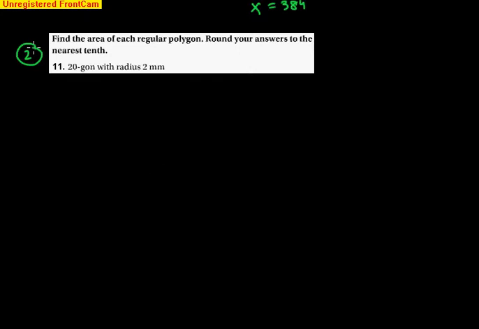Okay, number 2 is another review problem. This is from section 10.5. Find the area of the regular polygon. This is a 20-gon with a radius of 2 millimeters. Over here, I'm going to put the area formula for a regular polygon: 1/2 A times N times S, the apothem, the number of sides, and the side length. Well, I have the number of sides, it's 20. Now, I don't have the apothem, and I don't have the side length.